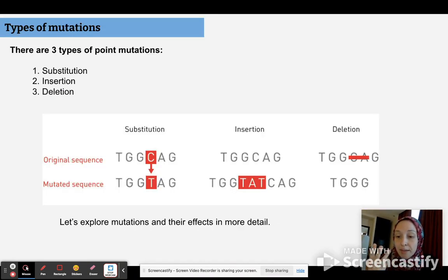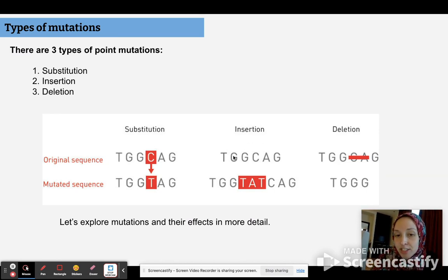We have 3 different types of point mutations, which are mutations that change just one nucleotide. Substitution is when we change a nucleotide to a different letter. My original sequence was TGG-CAG, and my cytosine here got mutated into a thymine. This is my substitution mutation. One nucleotide was substituted for a different type.